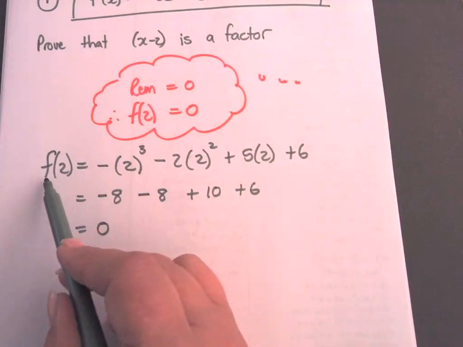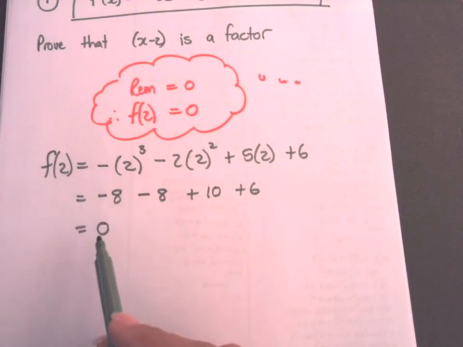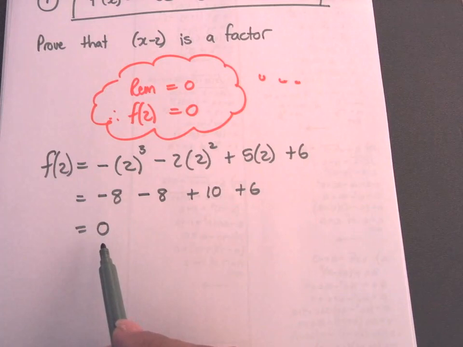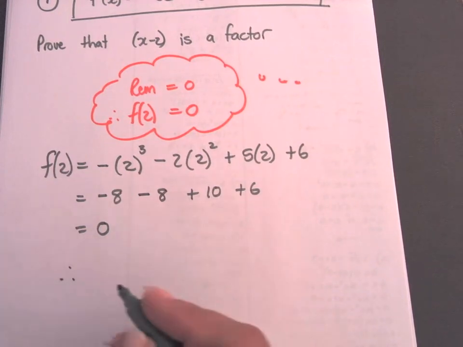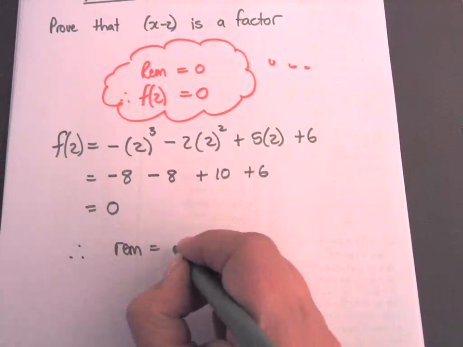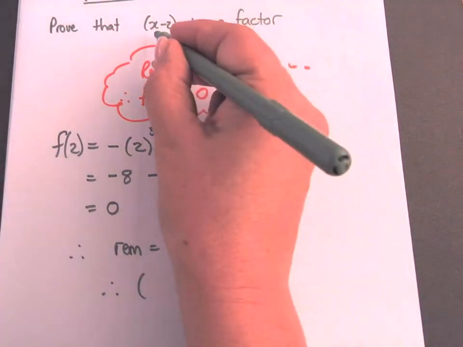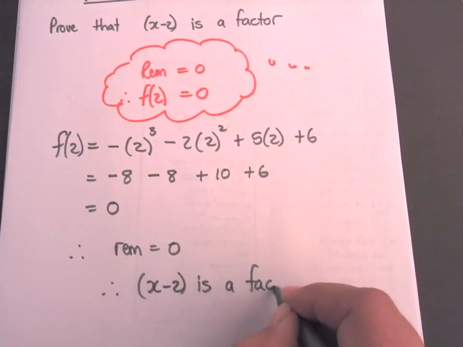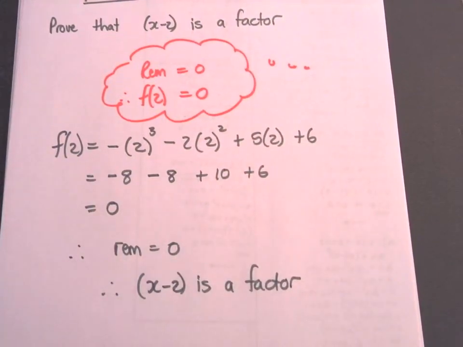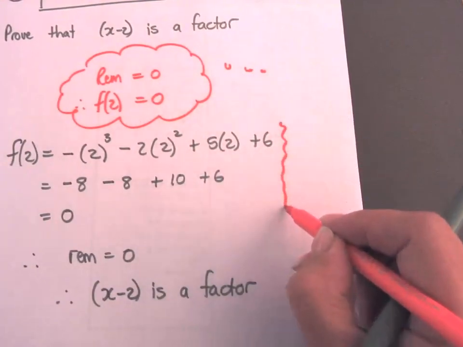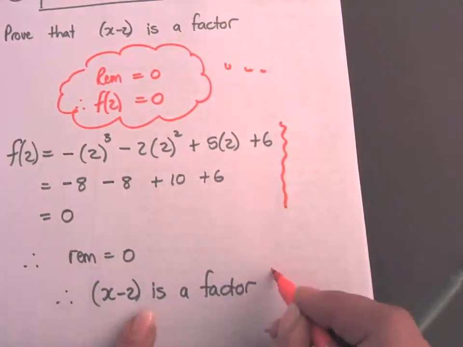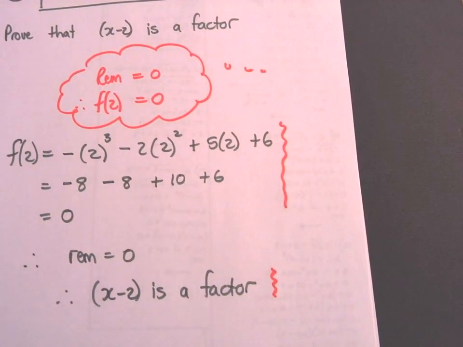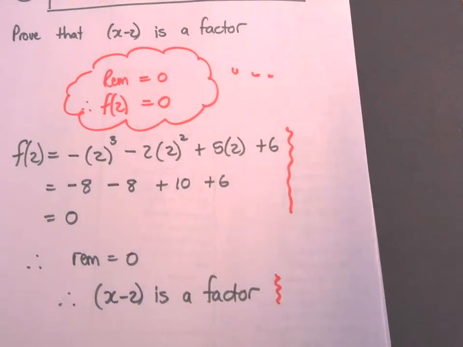So the function, when I substitute 2, will give me a 0. What does that mean? Yes, the remainder is 0. Therefore, x minus 2 is a factor. And this is how you answer your questions. You have to show how you substitute, and you have to make the conclusion. Example 2.